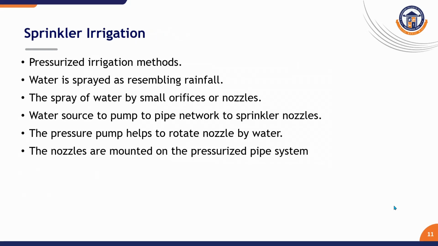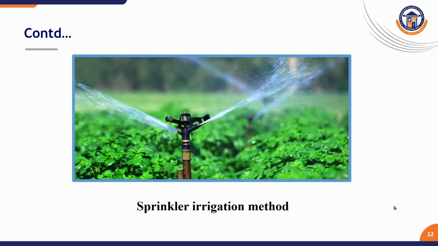The second one is sprinkler irrigation. It is a pressurized irrigation method. Water is sprayed resembling rainfall. Water is sprayed through small orifices or nozzles: from the water source to a pump, and from the pump through a pipe network to sprinkler nozzles. The pressure helps to rotate the nozzle by water. The nozzles are mounted on the pressurized pipe system. The picture clearly shows the sprinkler irrigation method. The water is spraying through one flow nozzle. That is an example of the sprinkler irrigation method.